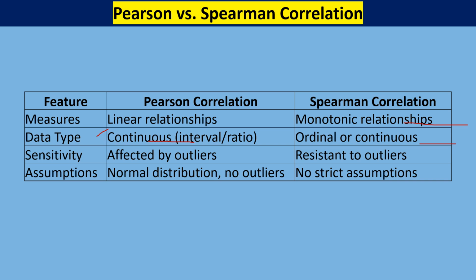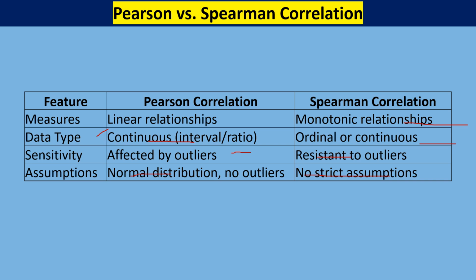Sensitivity: Pearson is highly sensitive to outliers. A few extreme values can distort the correlation. Spearman is less sensitive to outliers since it ranks the data, so extreme values have less impact. Assumptions: Pearson assumes normal distribution of data and homoscedasticity, constant variance of differences. And Spearman has no strict assumptions about the data distribution, making it more flexible.